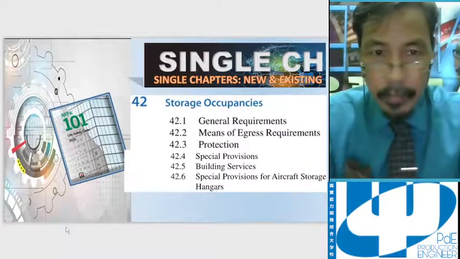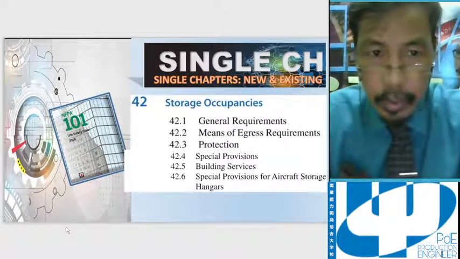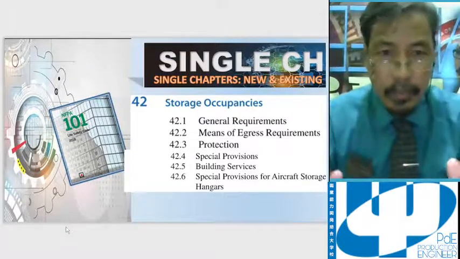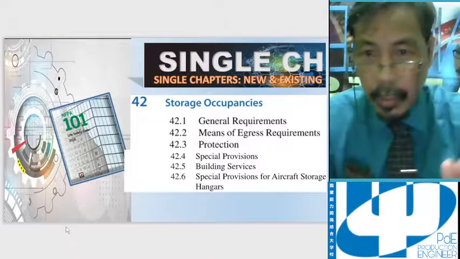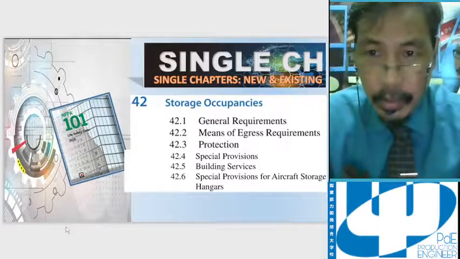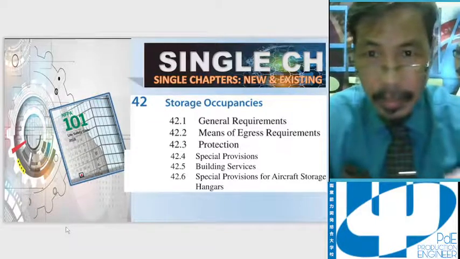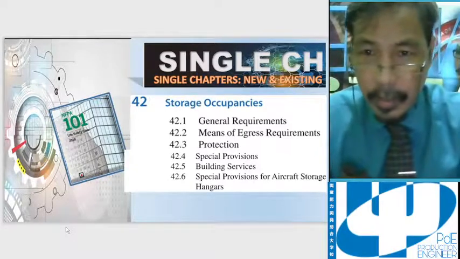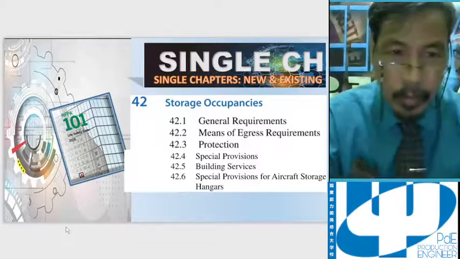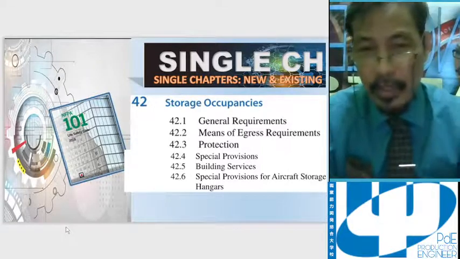Next, the last one is storage occupancies, chapter 42. So section 1, general requirements. Section 2, means of egress. Section 3, protection. Section 4, special provision. Section 5, building services. That is normal standard section numbering, but section 6 is special provision. So we already have a special provision for section 4, but we still have special provision for aircraft storage.